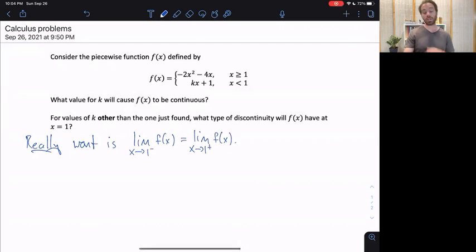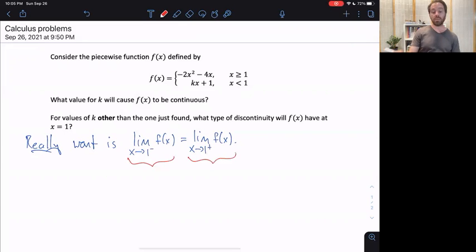of this function. Because if those two are the same, then the fact that both of these, the first definition, the negative 2x squared minus 4x and kx plus 1, are both polynomials means that they are continuous on their entire domains individually. Now, if we make their limits equal, that will cause the two functions to converge at the same point. So yes, plug in 1, but the reason it works is that we want the limits to be equal. But why am I being so finicky about this?